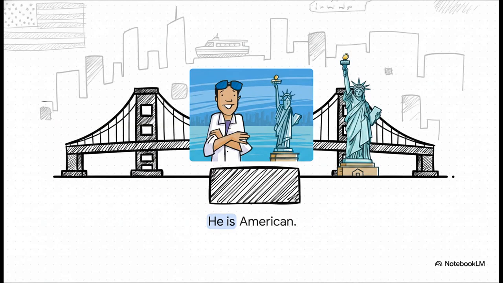Okay, let's try one more person, just to lock it in. We have another traveler. And again, we're using he because we're talking about a man. We cross the bridge again to connect him with his national identity. He is American. The bridge is totally solid. It never changes, and it always works in the exact same logical way to describe who these individuals are or where they come from.